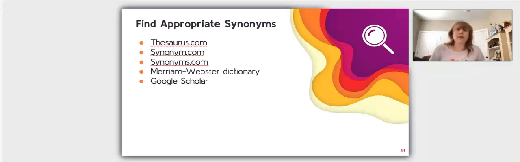Synonyms.com is very similar to it. Check out the Merriam-Webster dictionary, because then if you know the definition of the original word and how it's used in that context, you can think about how to find your own words to describe it. And then your authors in your reading suggested using Google Scholar, and you can type in the verb and it will provide examples of how it's been used or similar wording. And then you can look and see how it's been used in academic writing and other journals.